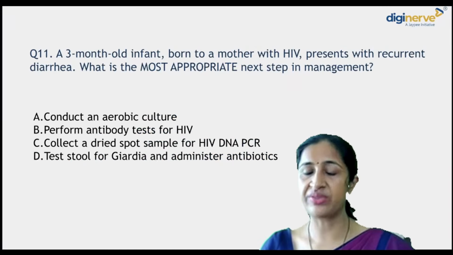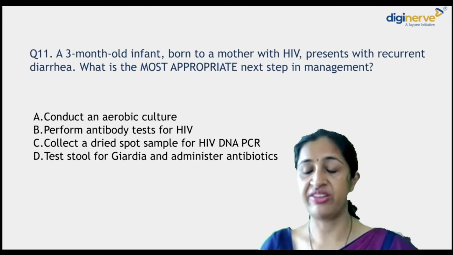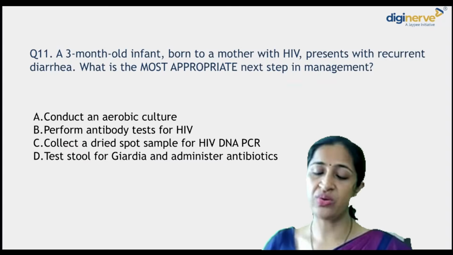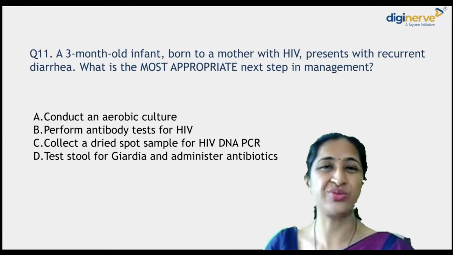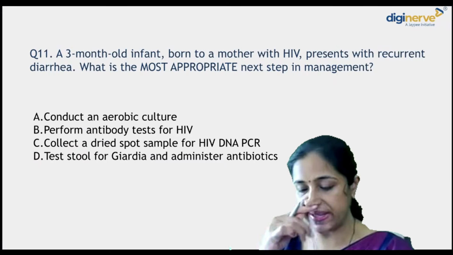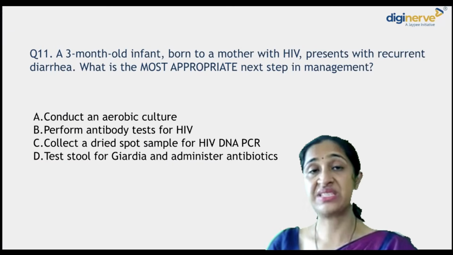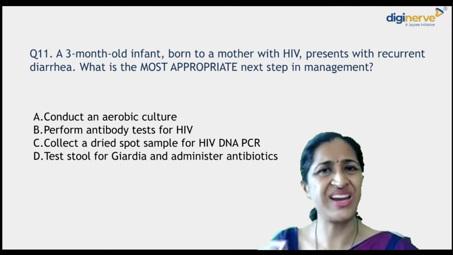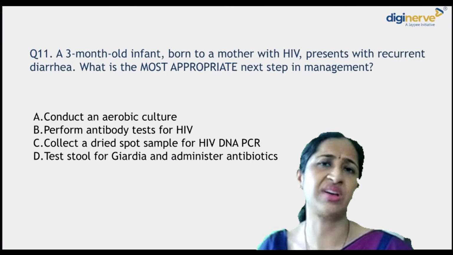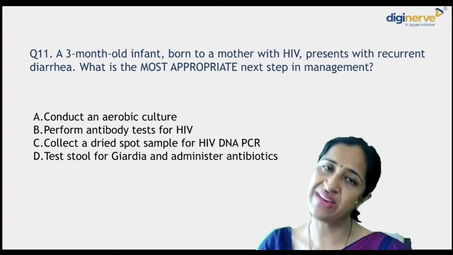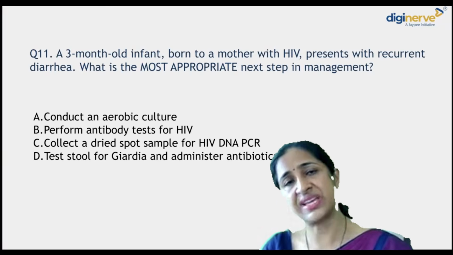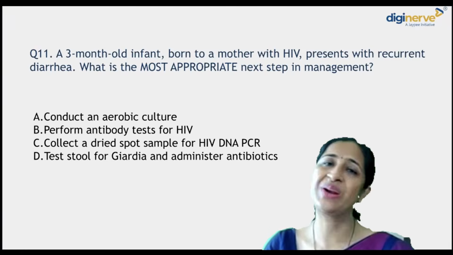A 3-month-old infant born to a mom with HIV, recurrent diarrhea. What is the next most important step? Now, a 3-month-old baby is around 12 weeks, okay, maybe around 13, 14 weeks. Presents with recurrent diarrhea. So now our doubt is, does this child have HIV? Why does the child have recurrent diarrhea? We have seen children born to HIV mothers where the diarrhea could be because she chose exclusive formula feeding and was unhygienic.